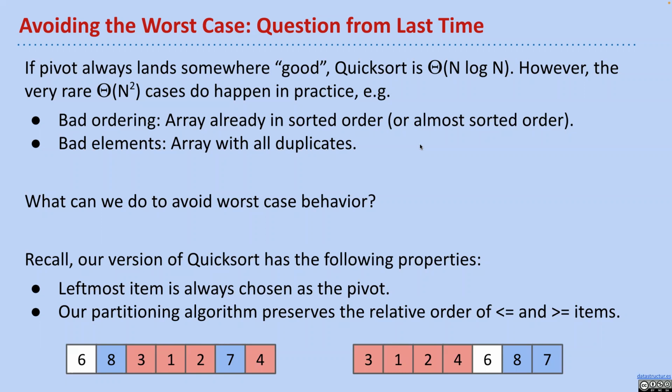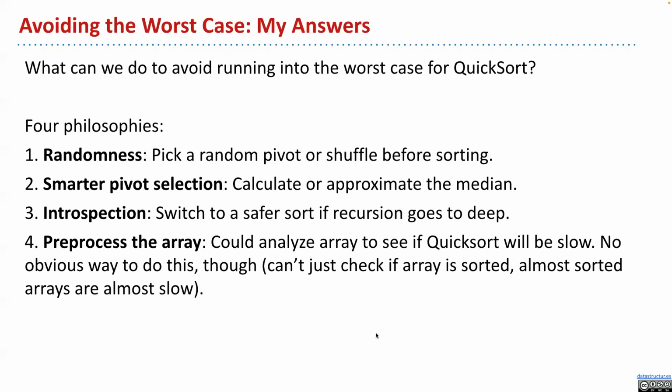You can make up all kinds of ideas for how you might make things better, but I'll tell you there's basically 4 philosophies to avoid it. So one is randomness, which is the approach you just mentioned, where we pick a random pivot or we shuffle. Turns out those two give you the same results. So you just pick any item randomly as a pivot, or you shuffle in advance and always use the leftmost. Same idea. The other one is what you mentioned, smarter pivot selection, which is trying to pick something better than just the first item. The usual way of thinking is you want to approximate the median somehow.